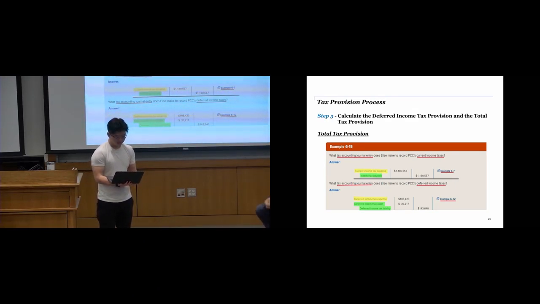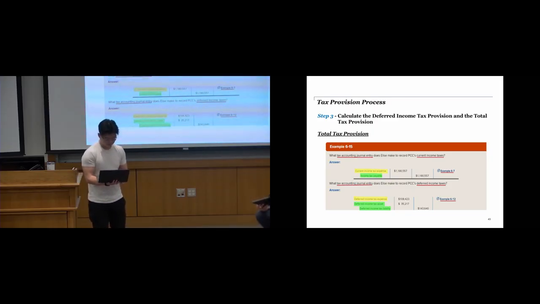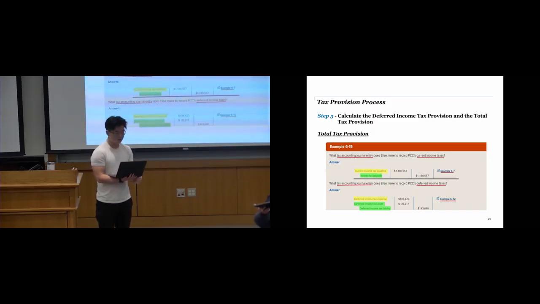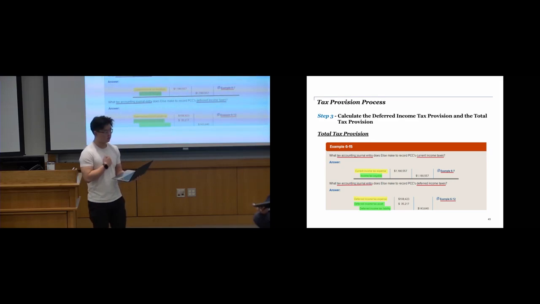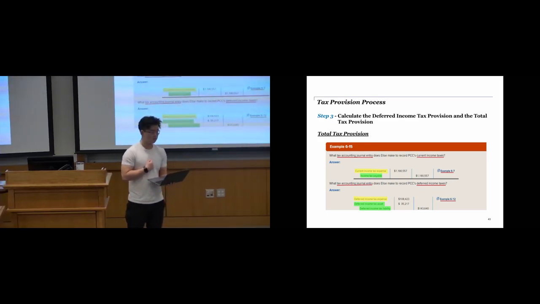What tax accounting journal entry is made to record PCC's current income tax? The answer is they will debit current income tax expense for $1,138,557 and credit the income tax payable for the same amount. And you might see the credit be called current income tax payable, but that's the amount I expect to pay this year, right? On all my global income tax returns. So that was pretty simple. That's step 1. We give you this journal.